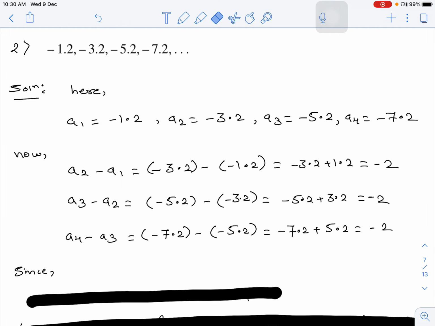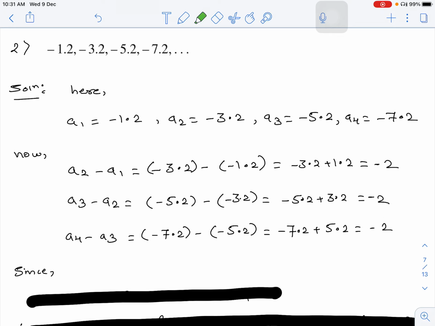Now next one, A4 minus A3. The value of A4 is minus 7.2, that we have written here, minus, and A3 is minus 5.2, that we have written here. Again minus minus will become plus, so in the next step we get minus 7.2 plus 5.2. Opposite signs are there, so we subtract, and we get minus 2.